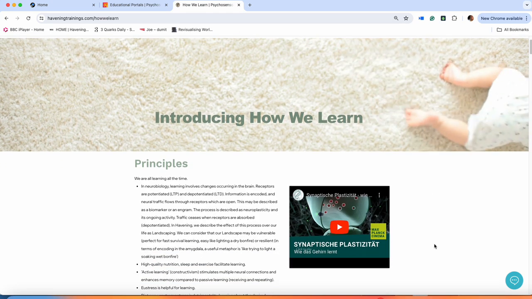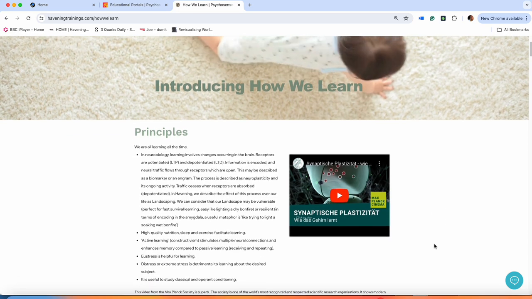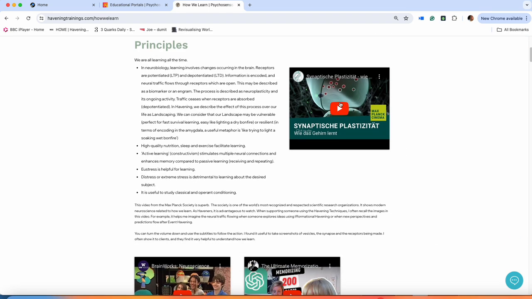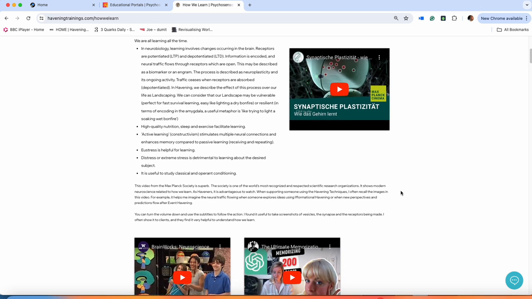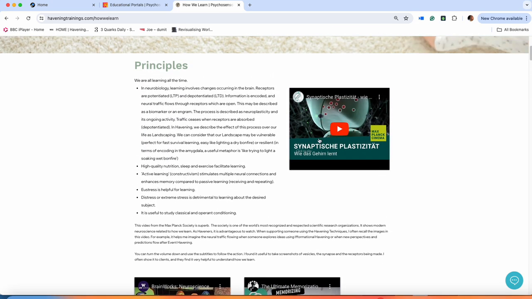For example, when you learn how to ride a bike, you make AMPAR receptors. So we're doing that all the time, making biomarkers. So this is great. Just if you don't speak German, just turn the volume down. It's really good, probably the best animation I've seen of AMPAR receptors in ordinary learning. And you can see the vesicles and the neural traffic, how the AMPAR receptors behave and so forth. So that's the chemical part of the process.